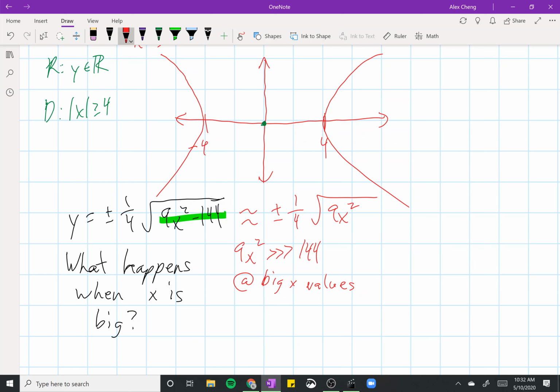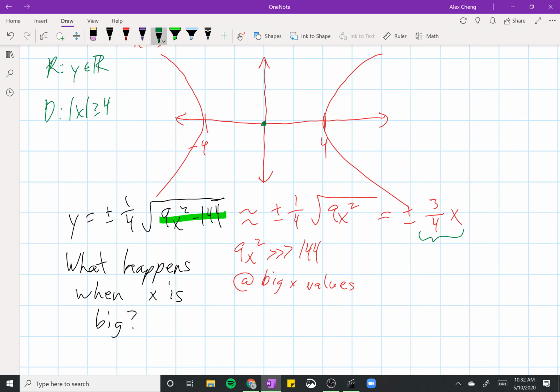So what does this actually look like? If you clean up the square root, this is actually going to be plus or minus the square root of 9x squared, which would be 3x. And so it would be 3 over 4 x. Take a minute, pause there, and convince yourself that that works out. But once you've done that, what is this graph?